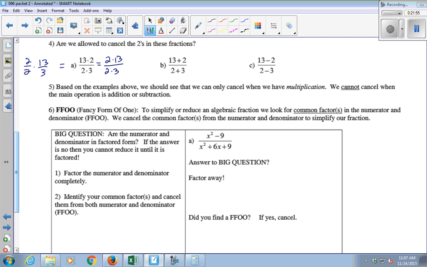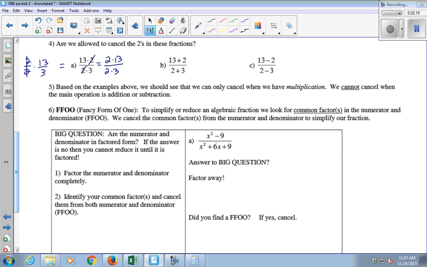Right, because the rules for multiplying fractions are you just multiply the tops and you multiply the bottoms, right? So this would become 2 times 13 over 2 times 3. And then 2 over 2 is a fancy form of 1 and it cancels. So we could, at the very beginning, just cancel the 2's. That's allowed.